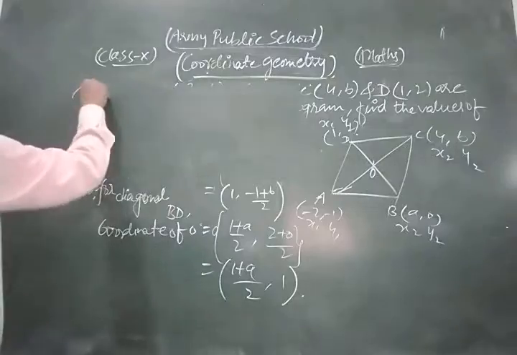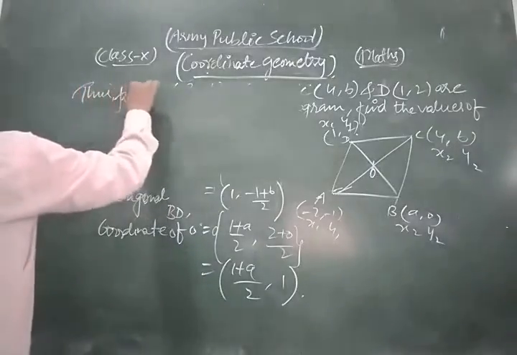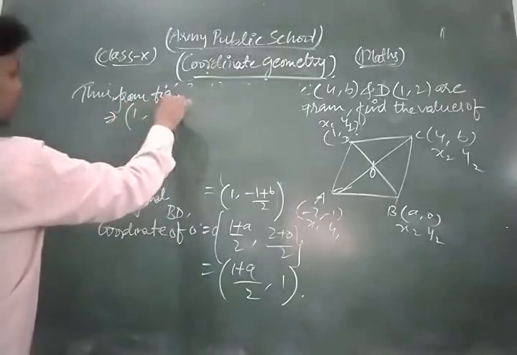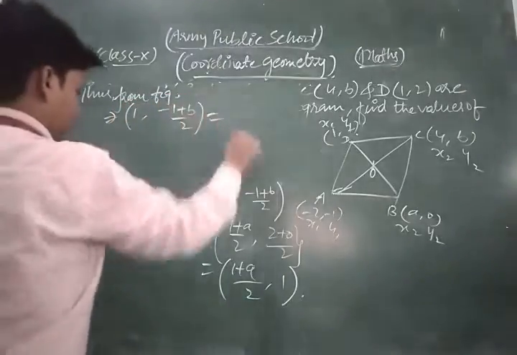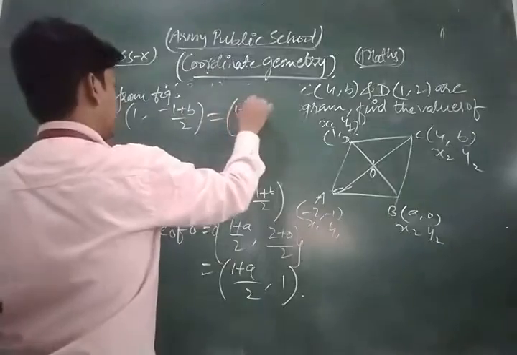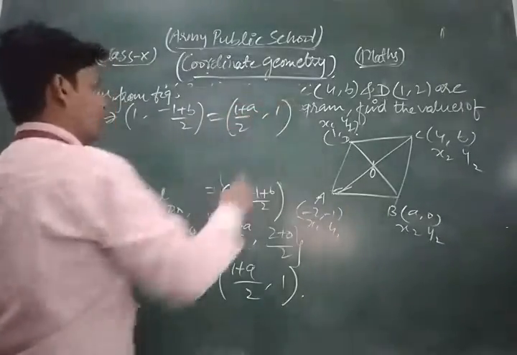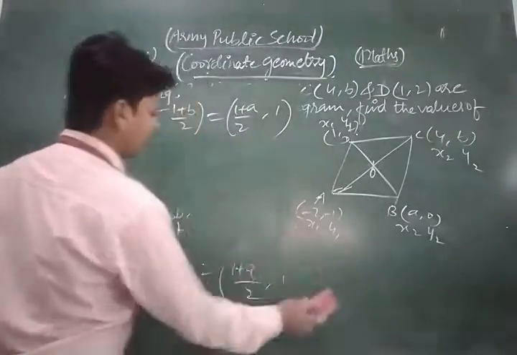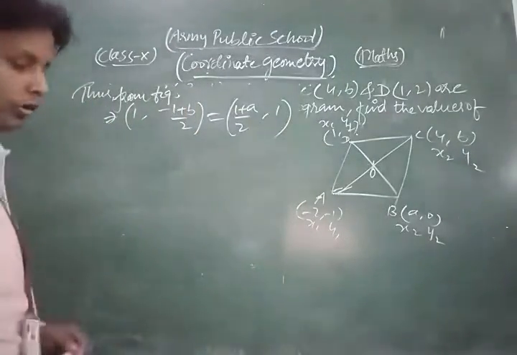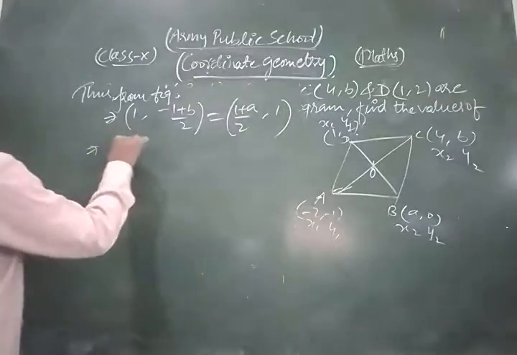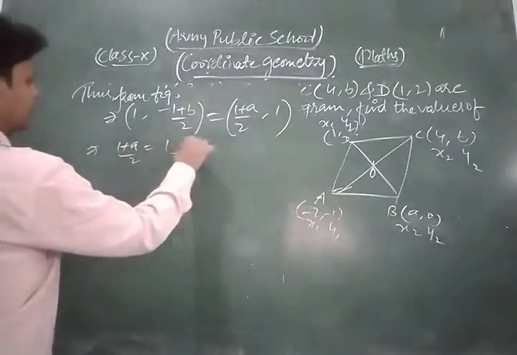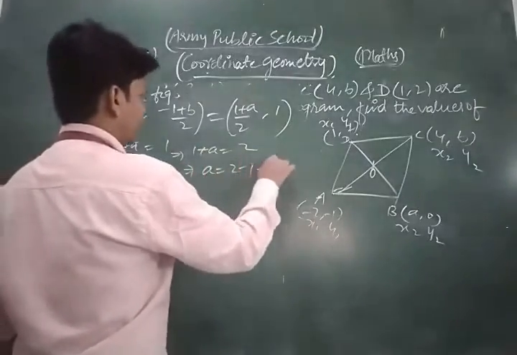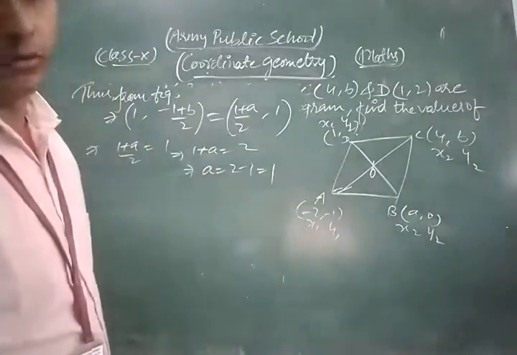Thus from figure, (1, (-1 plus b) upon 2) is equal to ((1 plus a) upon 2, 1). Now on comparing both sides, abscissa equal to abscissa and ordinate equal to ordinate. So we get (1 plus a) upon 2 is equal to 1, that is 1 plus a is equal to 2, that is a is equal to 2 minus 1, that is 1. The value of a is 1.